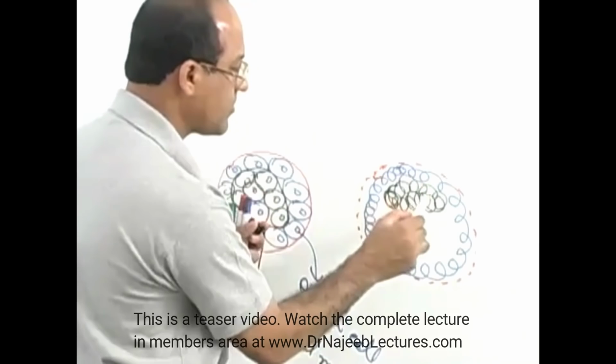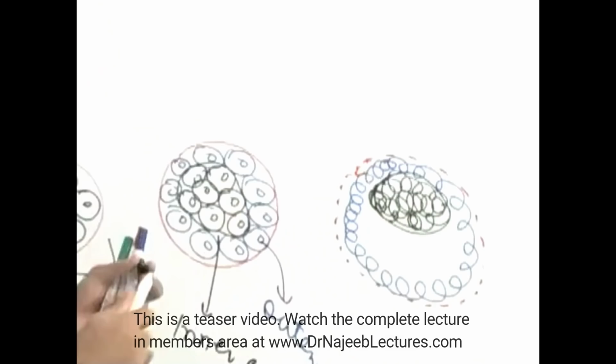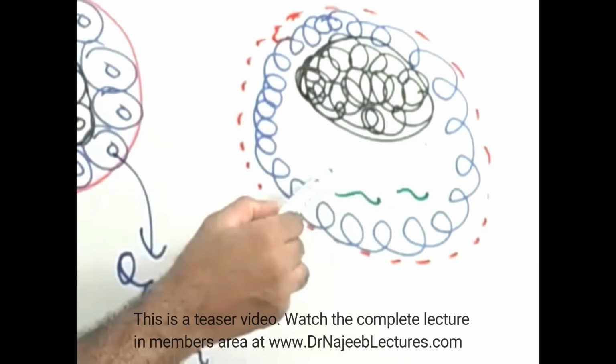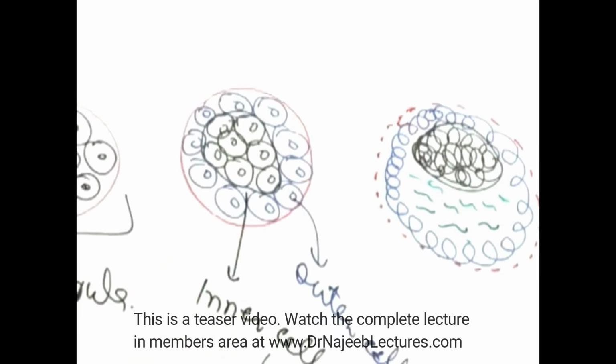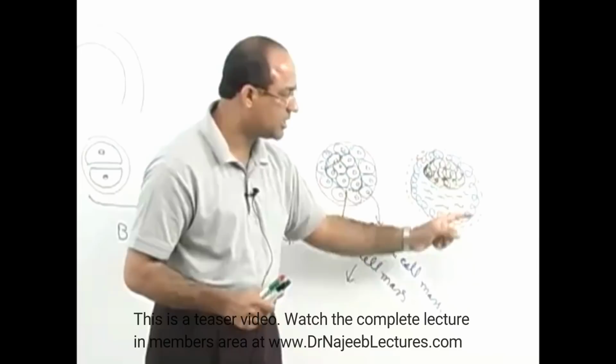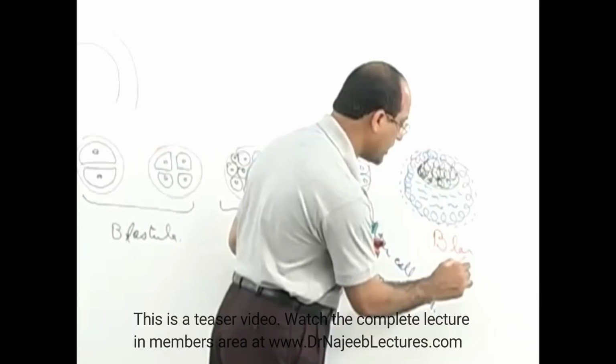Now this is inner cell mass, and blue ring is the outer cell mass. And what is this? This is accumulation of fluid. This is a fluid filled cavity. When this type of shape is achieved, we call it blastocyst.